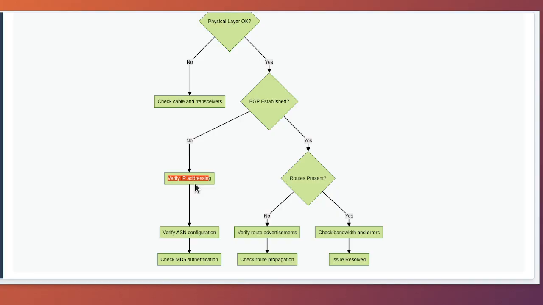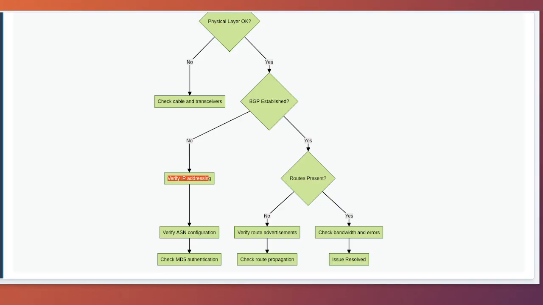Verify that the BGP neighbor IP addresses are correct. Your router should be configured to peer with the AWS router IP, and AWS is configured to peer with your router IP. If you have configured MD5 authentication, verify that both sides have the same MD5 key. Even a single character difference will prevent BGP from working.